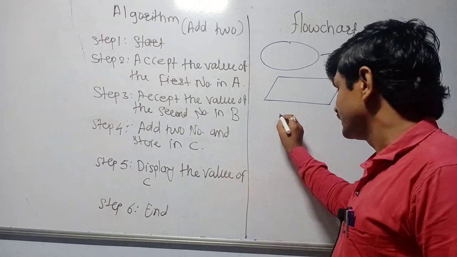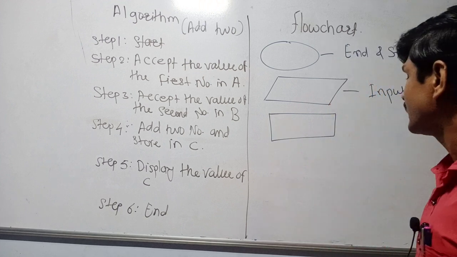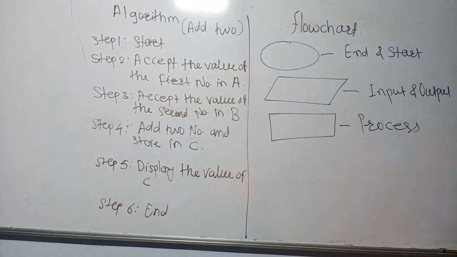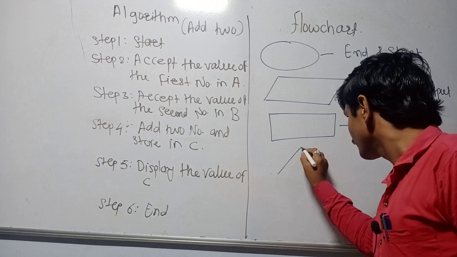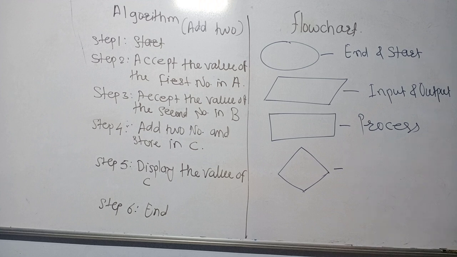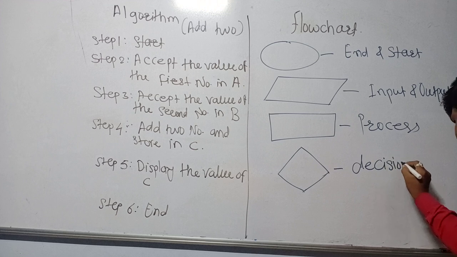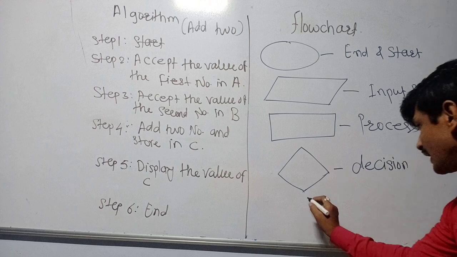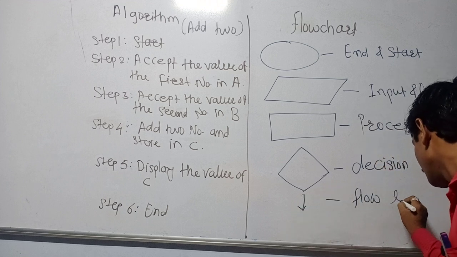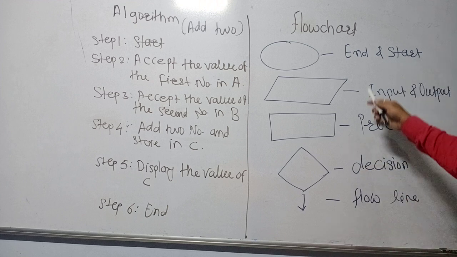Next, about this rectangle. You know about this rectangle. Yes, see here, this is the rectangle symbol. It is used for process. Then we have to use this diamond symbol for a decision box. This is regarding your decision, and last is the flow line. Now pay attention here, where all these things are used.